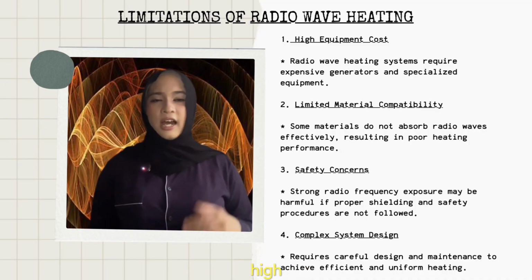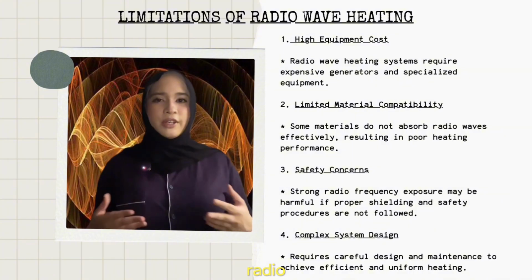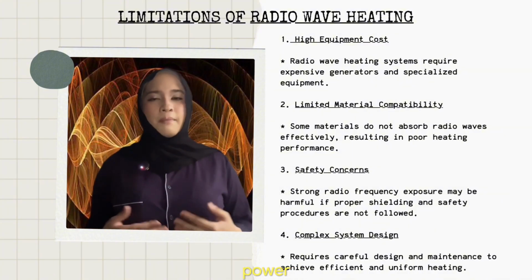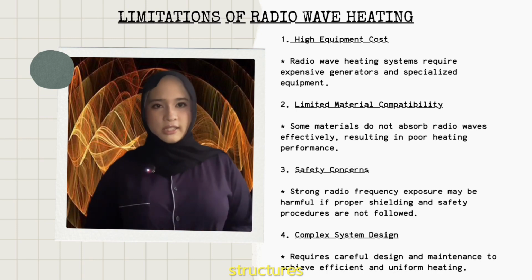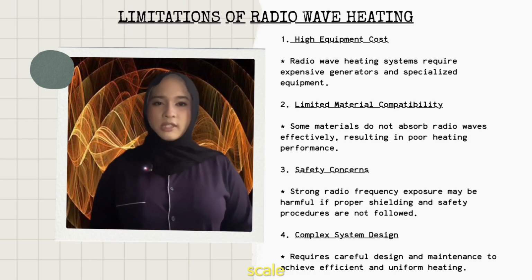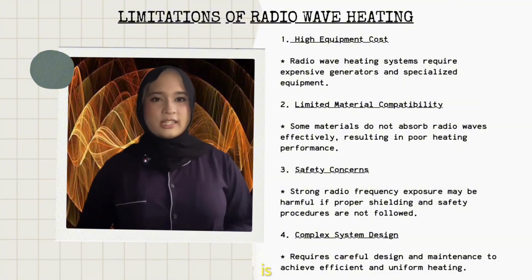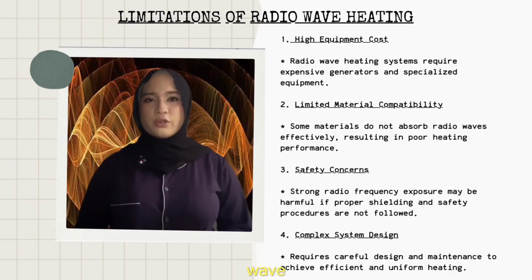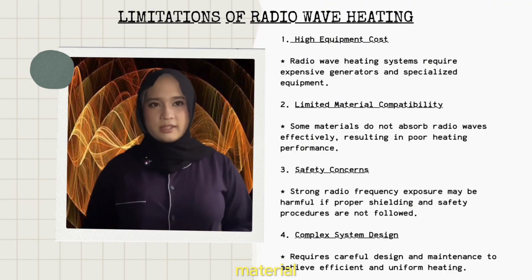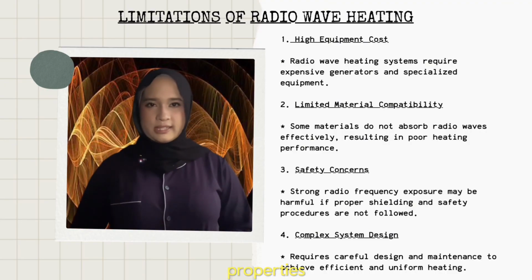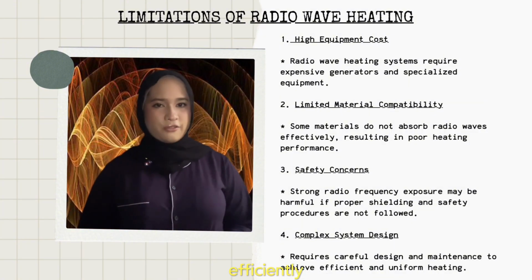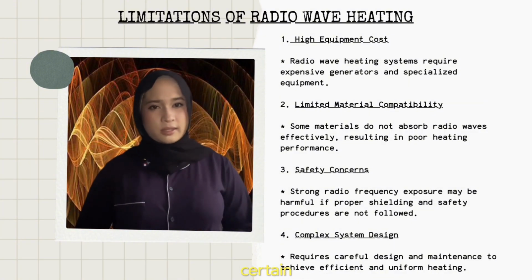The first limitation is the high cost of equipment and installation. The radio wave heating systems require specialized components such as radio frequency generators, power supplies, control systems, and shielding structures. These technologies can be expensive to install and maintain, especially for small-scale industries. The second limitation is that not all materials can be heated effectively using radio waves. The efficacy of radio wave heating depends on the electrical properties of the material, especially its dielectric properties. Material with low ability to absorb electromagnetic energy may not heat efficiently, making this method unsuitable for certain products.